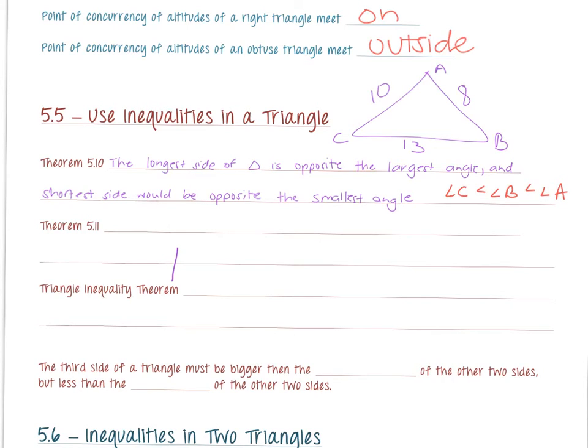And then 5.11 was just the reverse of that. 5.11 said that, and I'll actually get the exact wording. So 5.10 says if one side of a triangle is longer than another, then the angle opposite the larger side is larger than the angle opposite the shorter side.